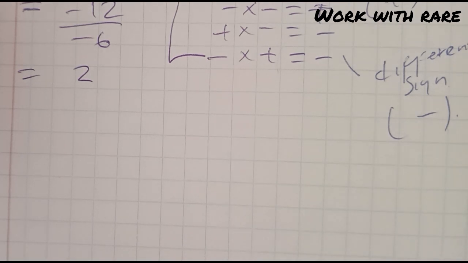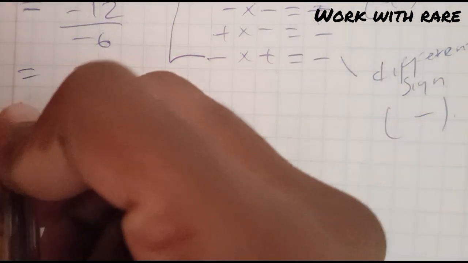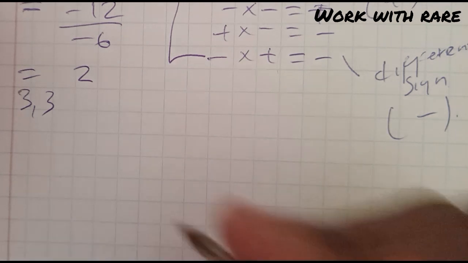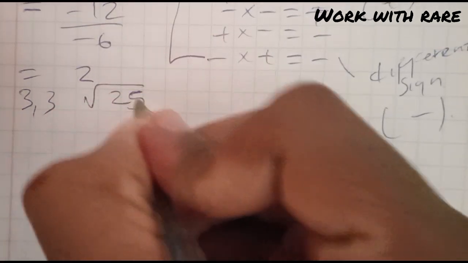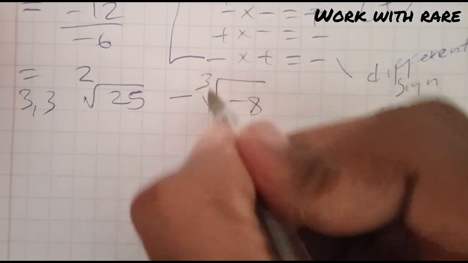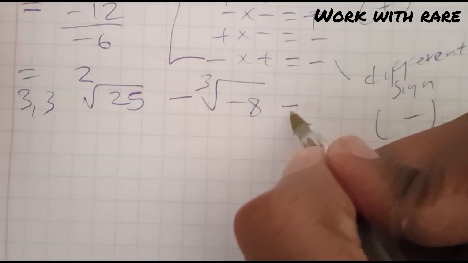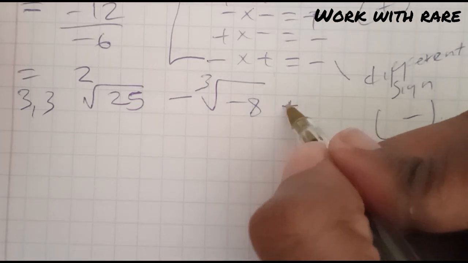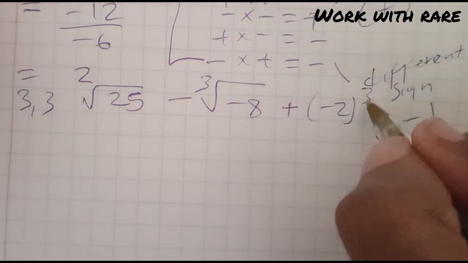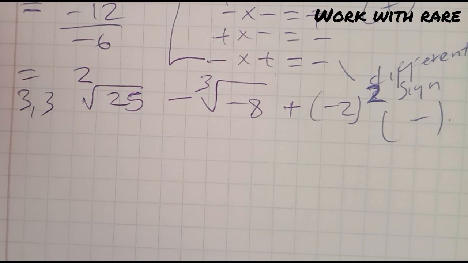So question 3.3. We have the last question for question 3, which is 3.3. Remember, the question says calculate the following. So we have square root of 25 minus cube root of 8 to the exponent 3 outside the bracket plus -2 inside the bracket to the exponent 2, not 3.